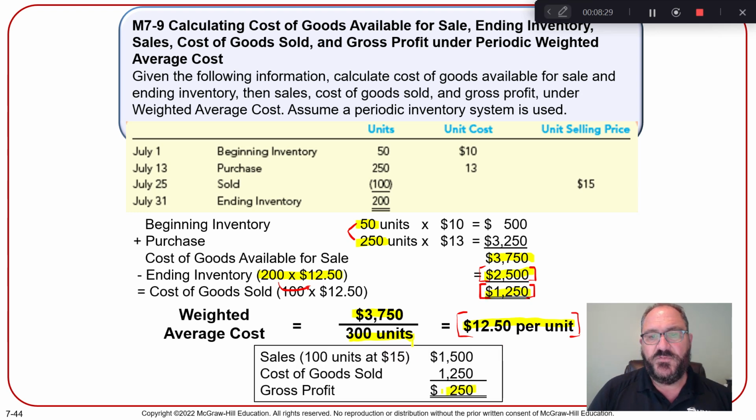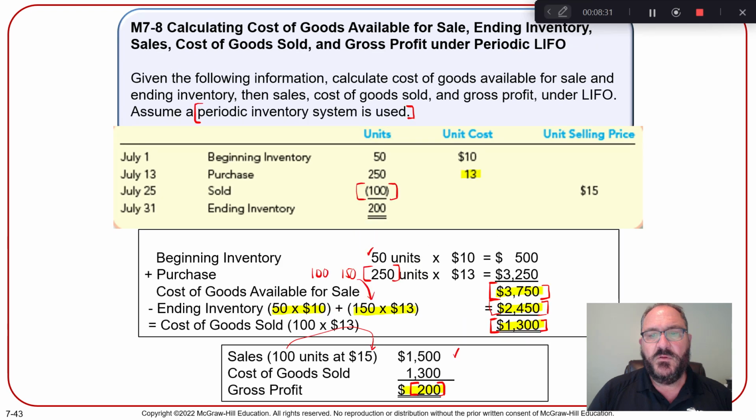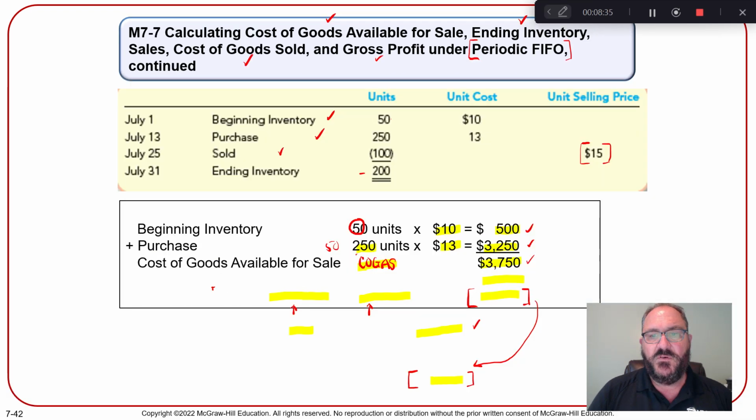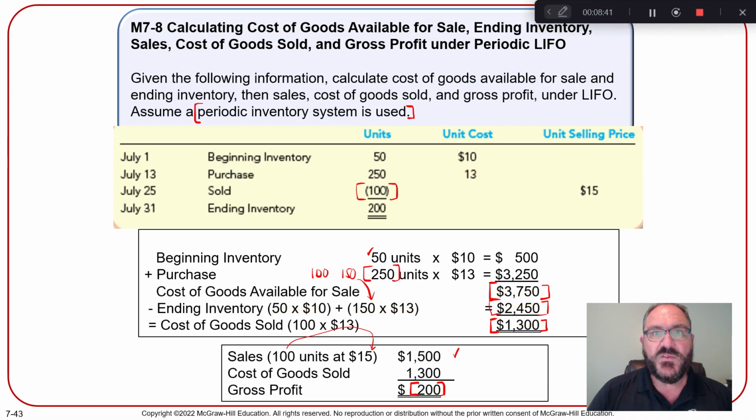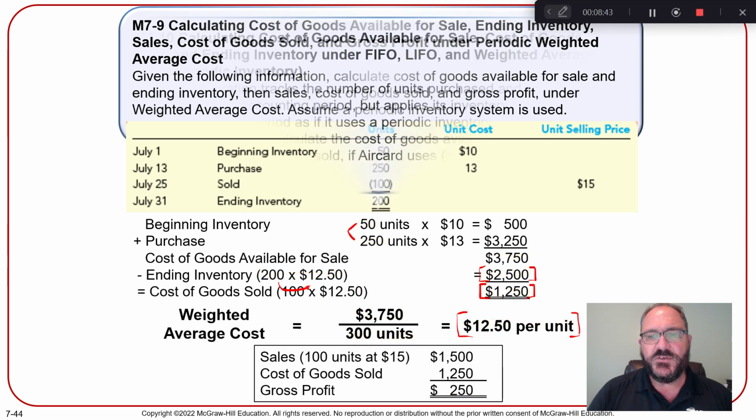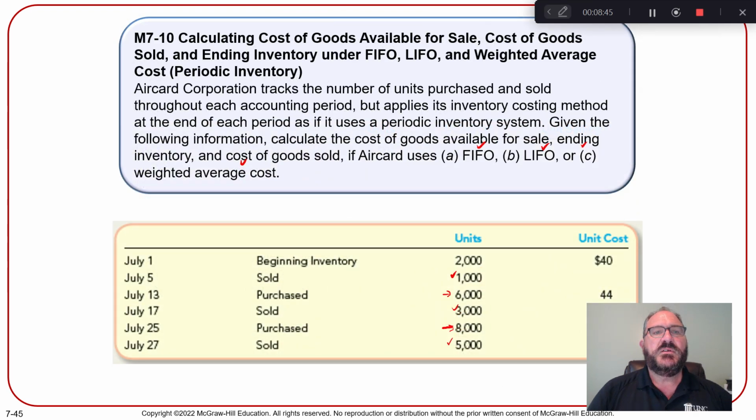So notice here we got $250. Before, LIFO was $200, and FIFO was $350. So you can see again, weighted average comes right in between the two. Okay. All right, now they want us to do FIFO, LIFO, weighted average on all of these items here, okay? Beginning inventory, sold, purchased, and again, we're doing periodic, okay?